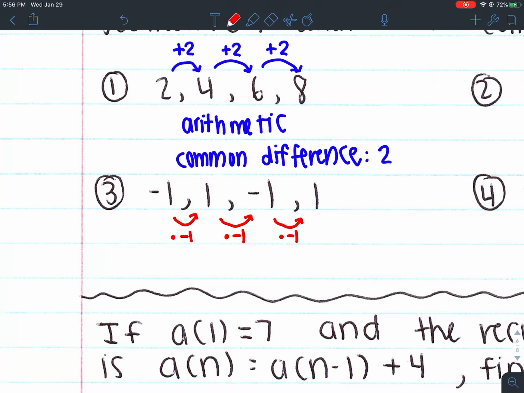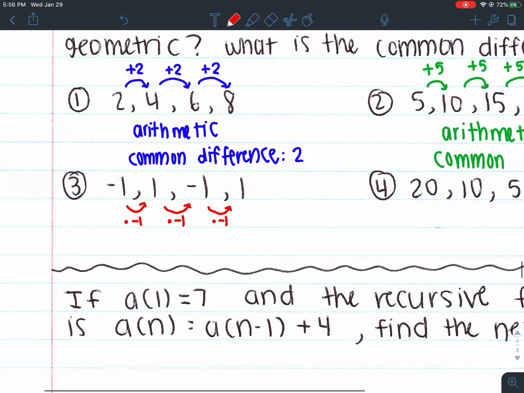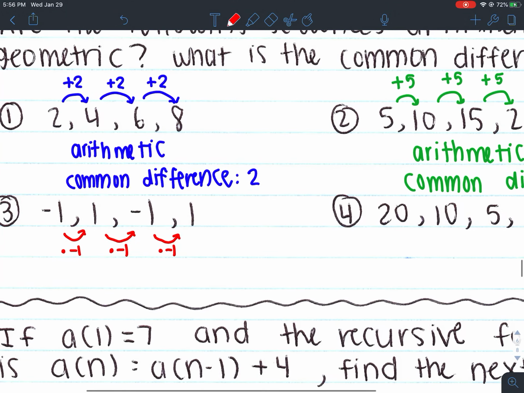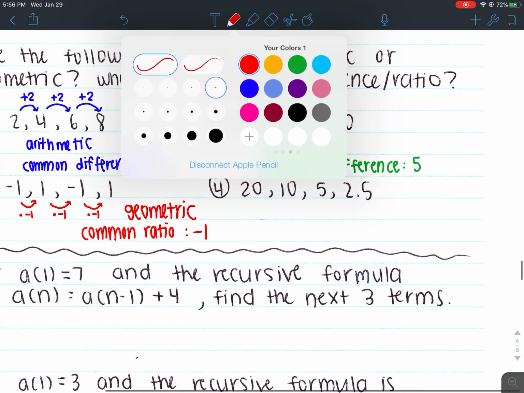Anytime you see the signs flip-flopping back and forth between positive and negative, that means there's a multiplication in play with a negative. So if there's negative signs going back and forth, then that means I'm multiplying by something that's negative. Okay, so if I'm multiplying, this means that I have a geometric sequence. So that means that I would have a common ratio. And my common ratio here would be -1 because that's the number I'm multiplying by each time.